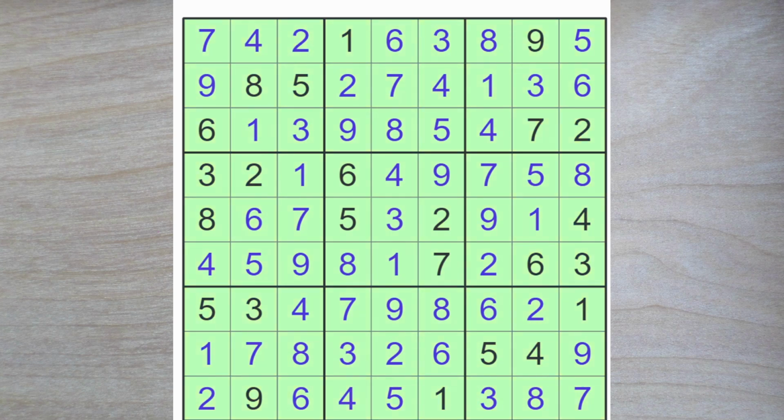And that's it for this puzzle. A lot of explaining, I know, but I thought that this puzzle was a very good opportunity to demonstrate my use of pencil marks, how to keep them neat and clean and at a minimum.